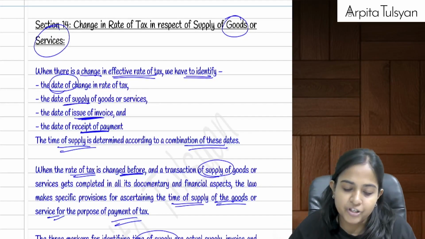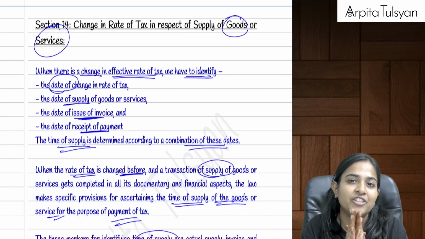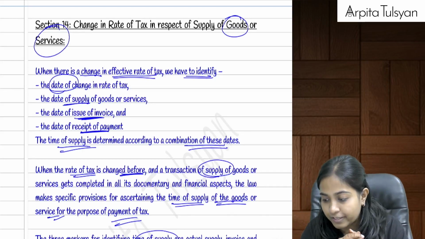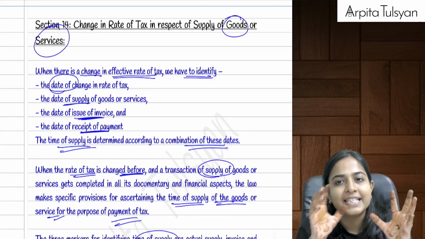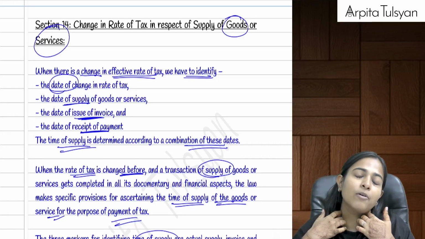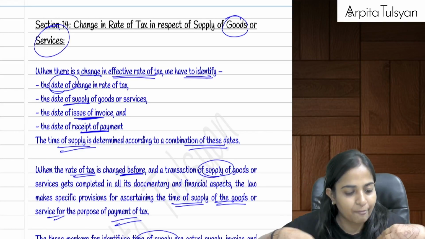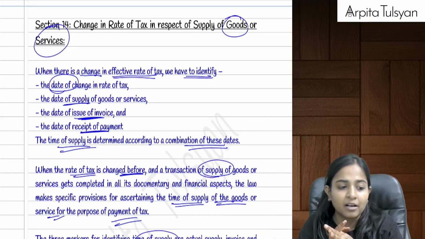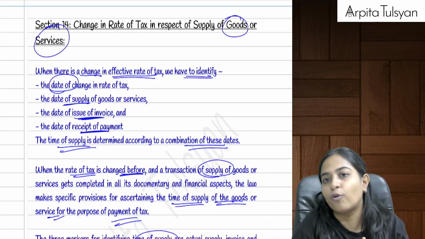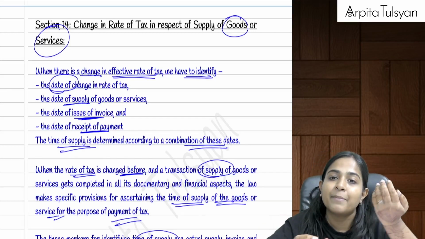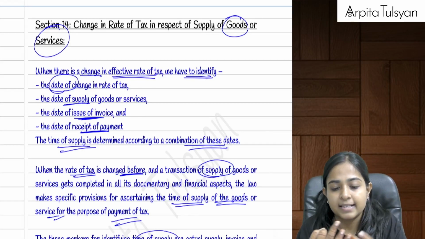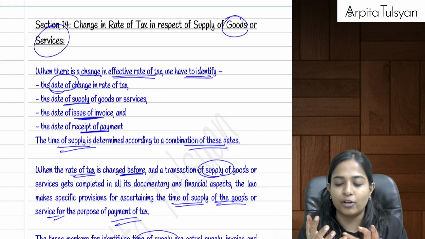Now, going on to the last section, section 14, which talks about change in rate of tax. Whenever there is supply of goods or services, and in between some events occur, let me give you one simple example. Let's say there is supply of goods or services. I have provided you the service, I have given you some goods, but issue of invoice is still pending. I have not yet issued the invoice. Or let's say I have issued the invoice, but I am yet to receive the payment from you. Can we say there are these three main events that take place? One is supply, where I am actually giving you that particular supply.